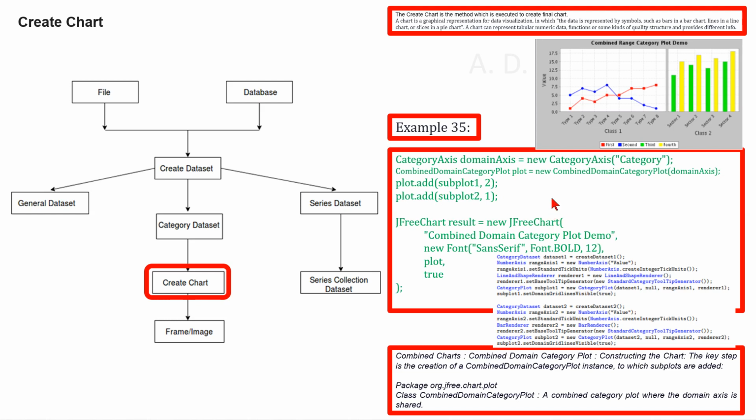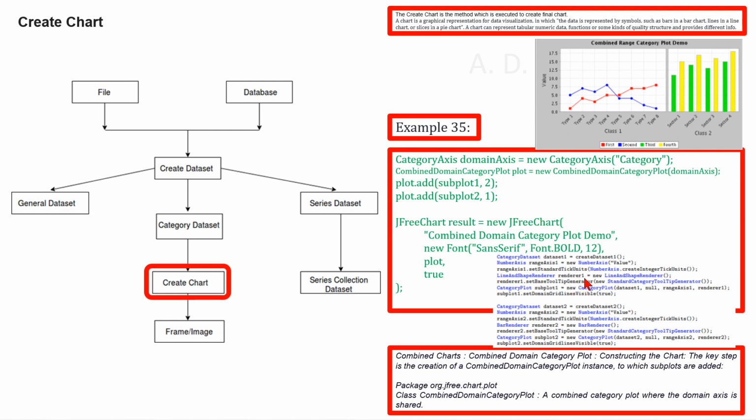Category axis. Notice how subplot 1 has been added with a weight of 2, the second argument of the add method, while subplot 2 has been added with a weight of 1. This controls the amount of space allocated to each plot.